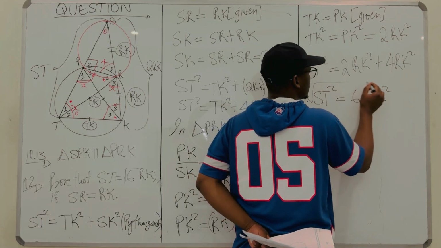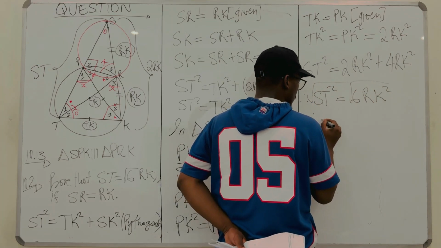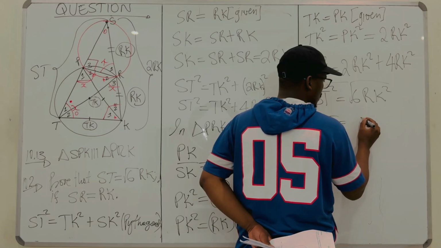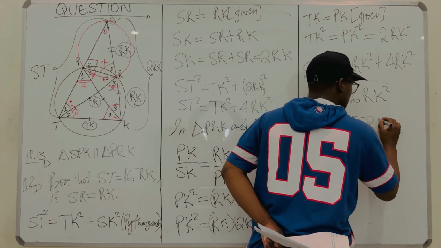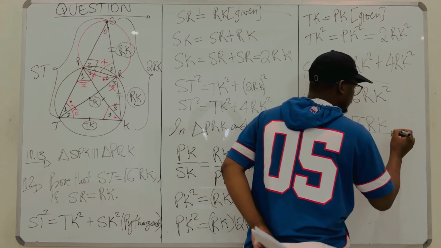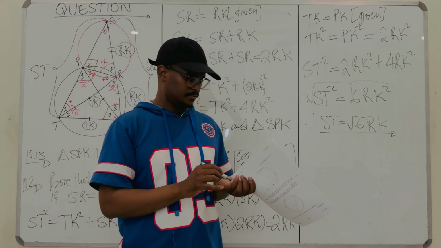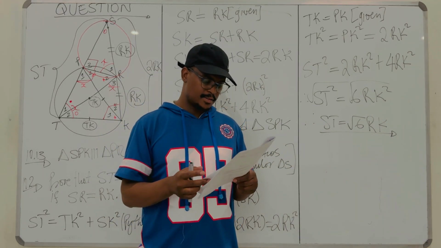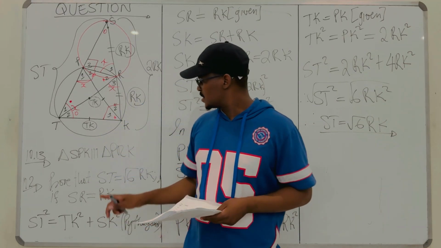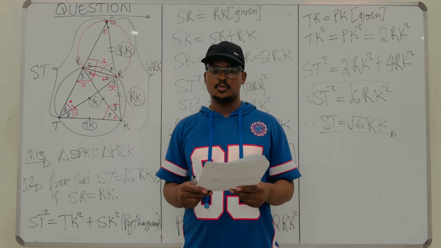Then take the square root. Therefore, ST is equal to the square root of 6 times RK. That is the length of ST, which is what they wanted you to prove here.